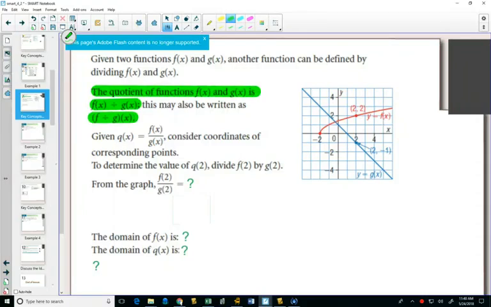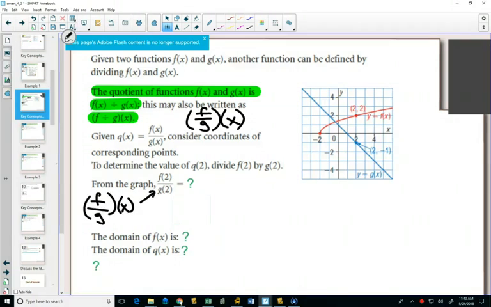Dividing two functions. There's the nice notation and the not nice notation. I've also seen not nice notation look like this. And again, anytime that you have not nice notation, if you had f divided by g of 2, which is the same as that, change it to that, and then you could calculate it.